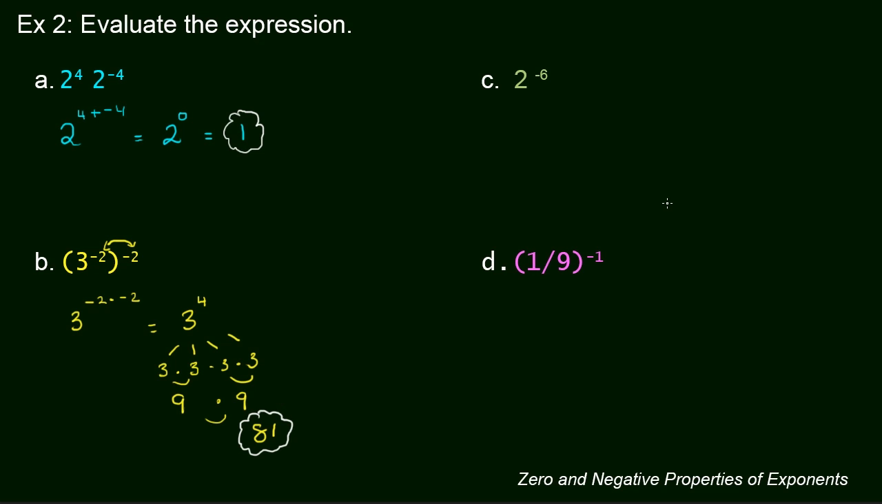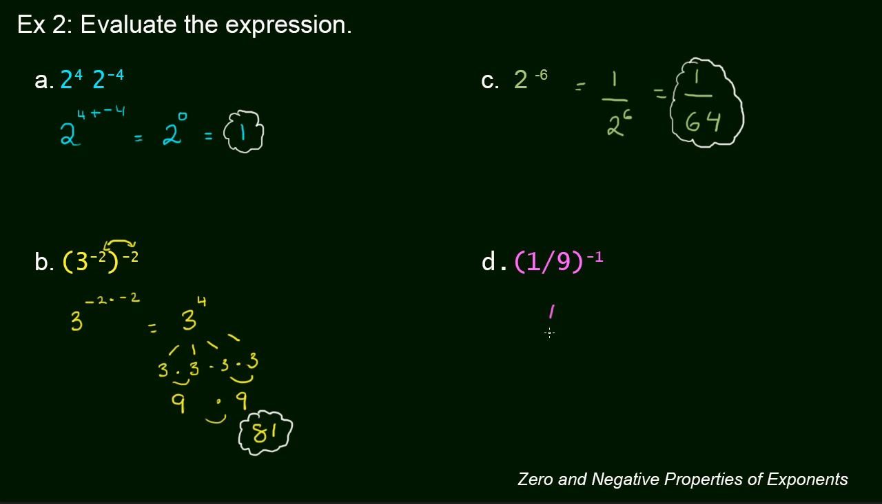In part C, we are asked to take 2 to the power of negative 6. Our exponent is negative, which means I need to take the reciprocal of this number 2. So it becomes 1 over 2, and when I take the reciprocal, this negative becomes a positive 6. I could leave this as is, or I can evaluate 2 to the power of 6, which ends up giving me 1 over 64.